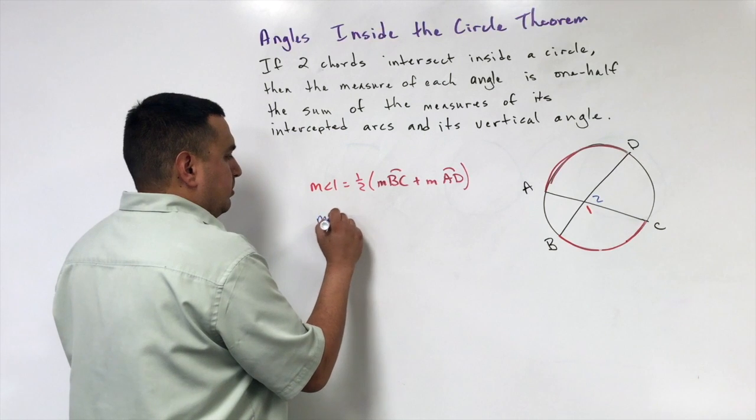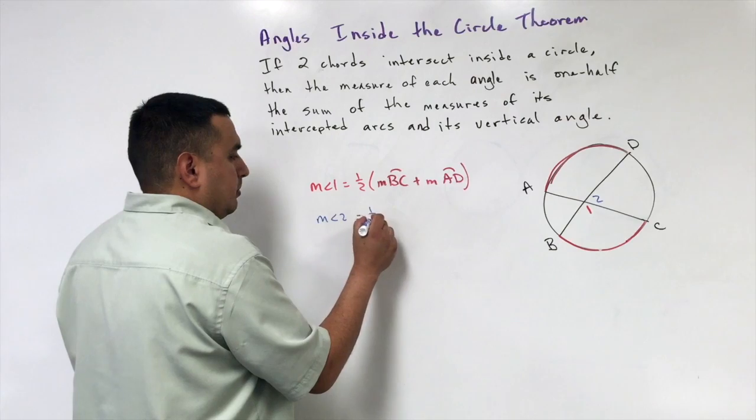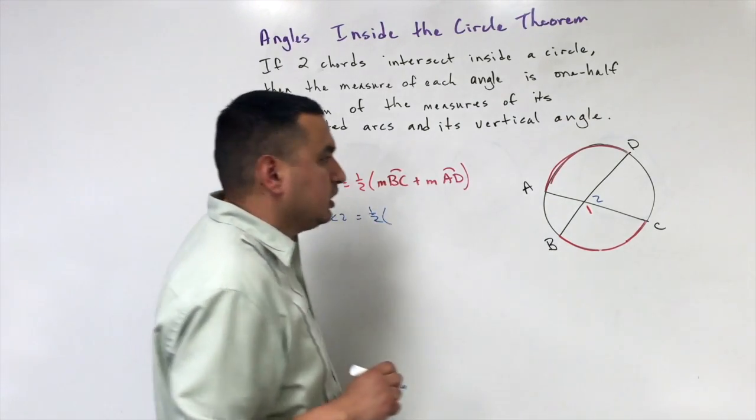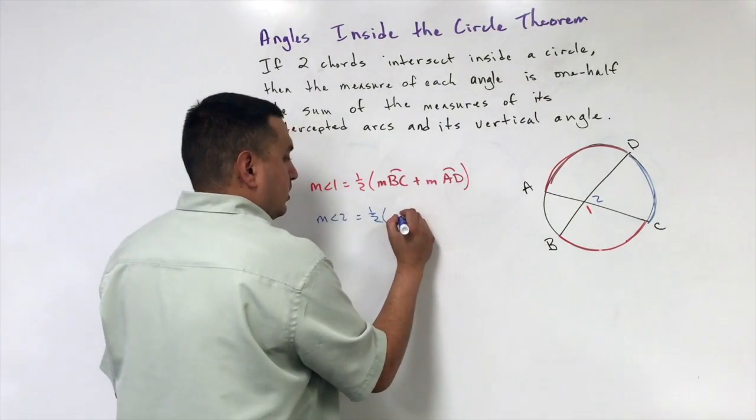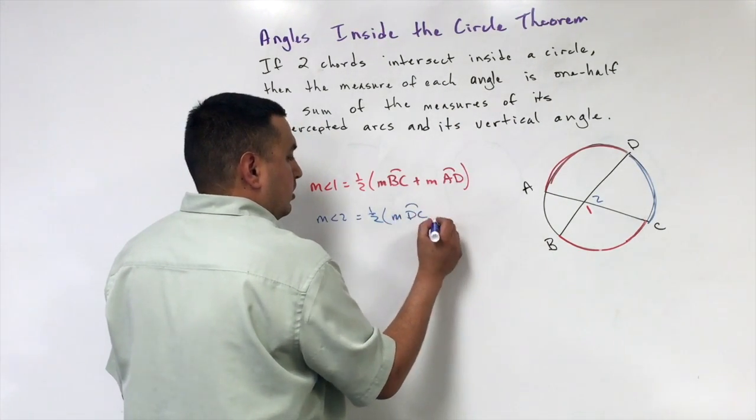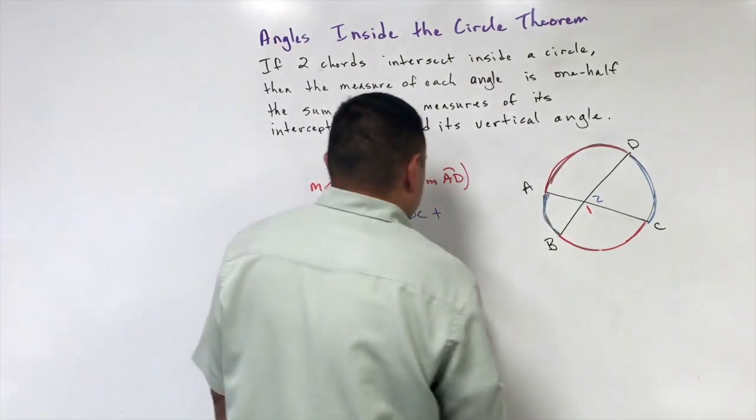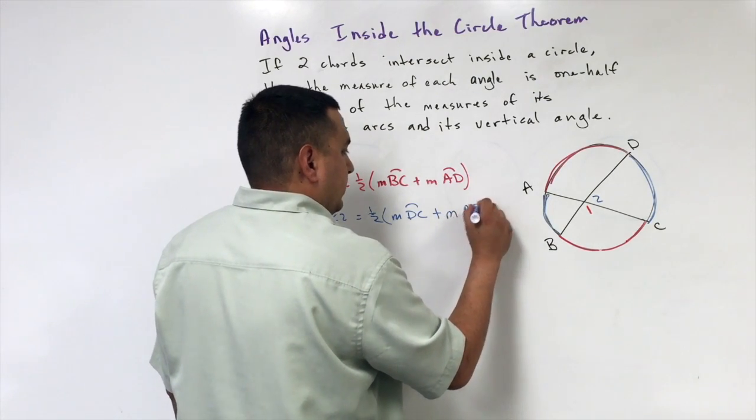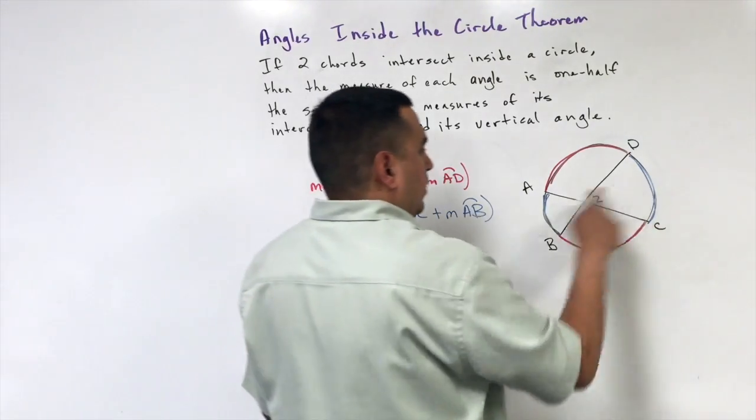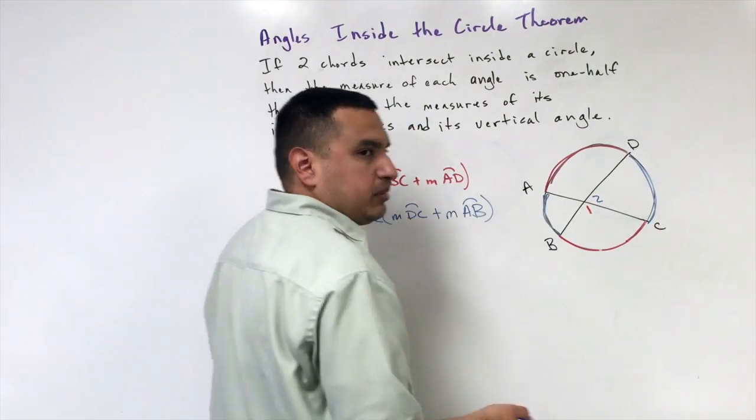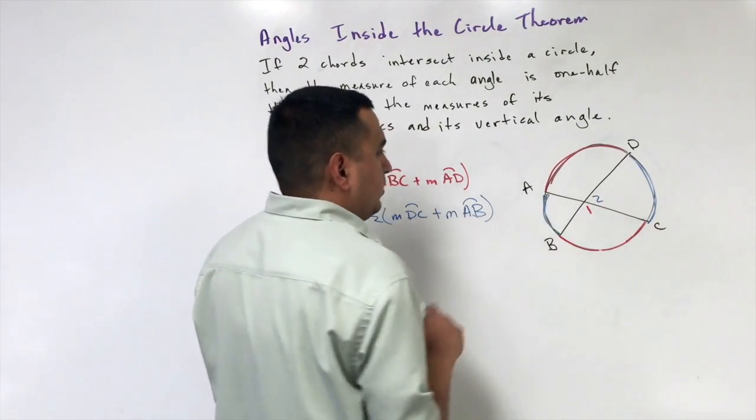Now the theorem says then that the measure of angle 2 is going to be 1/2 the sum of its intercepted arcs. So I have an arc here, that would be DC. But then I also have the other intercepted arc over here, and that's going to be arc AB. So I would need to add those two arcs together and divide by 2, or multiply by 1/2, either one, to get angle 2.